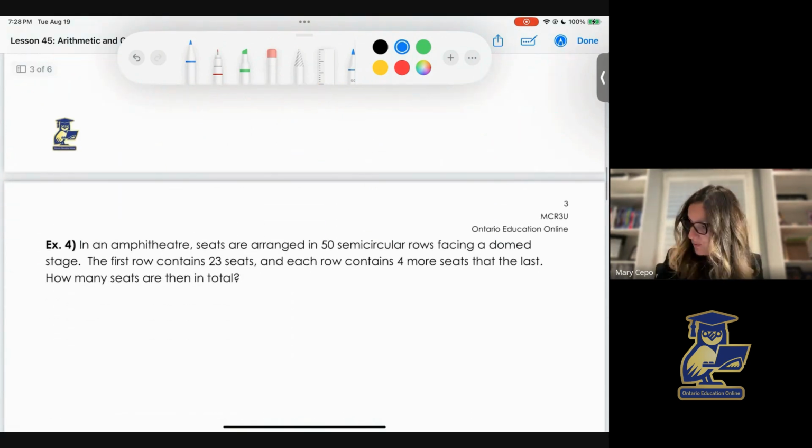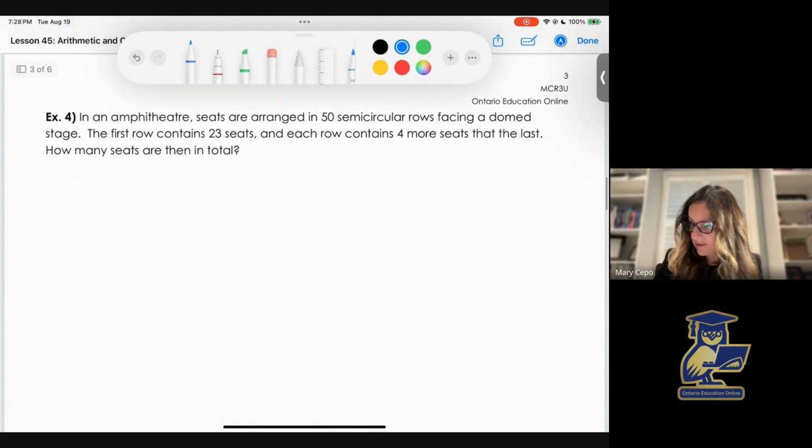Okay, moving on to word problems. We have example 4. In an amphitheater, seats are arranged in 50 semicircular rows facing a domed stage. The first row contains 23 seats, and each row contains 4 more seats than the last. How many seats are there in total?